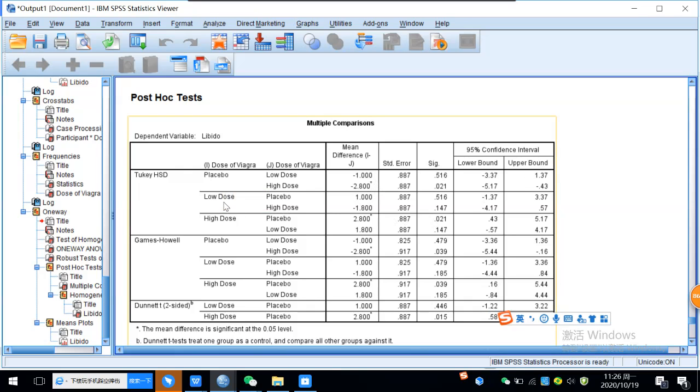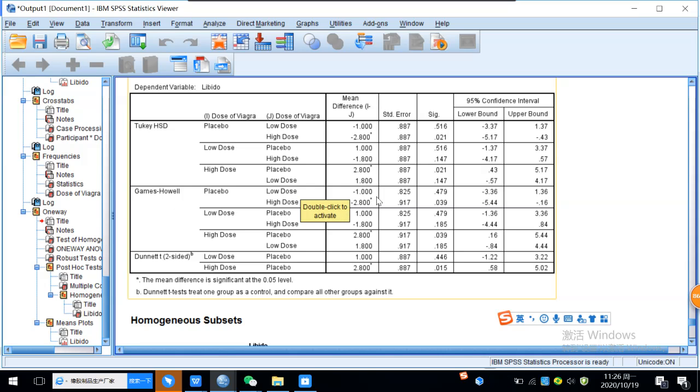Okay. Then here, we can compare the low dose and the high dose. The mean difference is -1.8, and the corresponding significance is 0.147, which is also more than 0.05. So that means the high dose and the low dose have no significant difference. From here, we can see why the one-way ANOVA is significant, because the placebo group and the high dose group are significantly different. Okay. Also, when we use the Games-Howell, the result is the same. The placebo and low dose have no significant difference. And the placebo and high dose have a significant difference. The low dose and high dose, no significant difference, right? Okay.